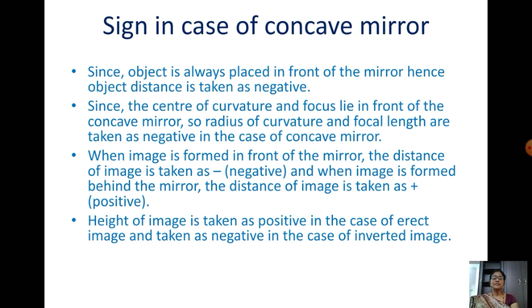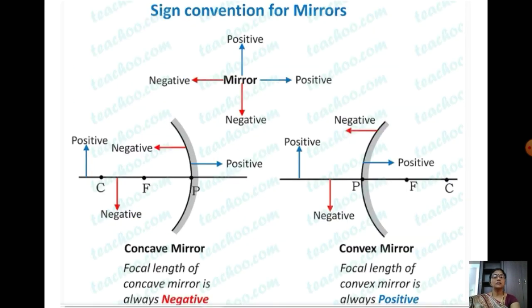Suppose the image is formed in front of the mirror, the distance of the image is taken as negative, and suppose the image is formed behind the mirror, the distance of the image is taken as positive. The height of the image is taken as positive in the case of an erect image, and it is taken as negative in the case of an inverted image.